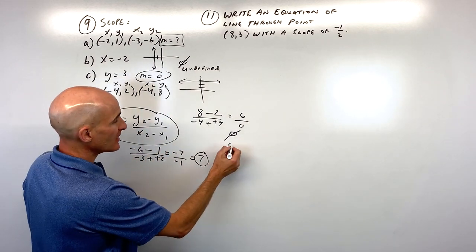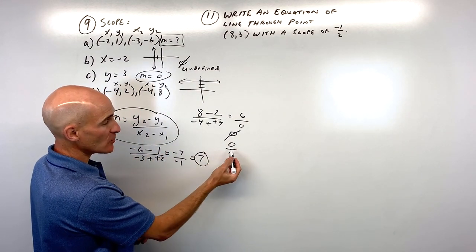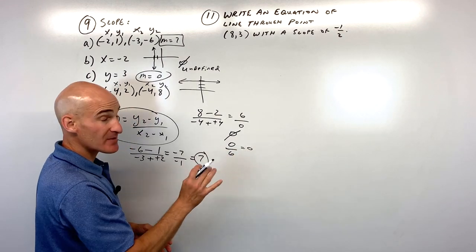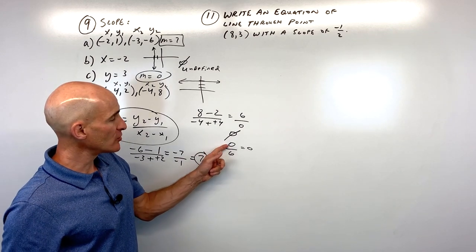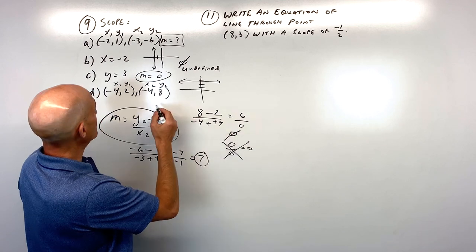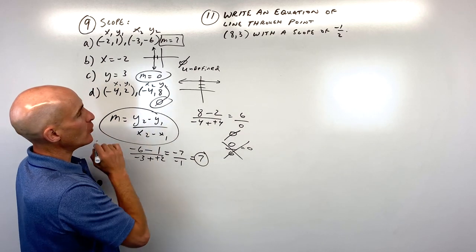Now, if you were to get something like this, 0 divided by 6, so the numerator is 0 and the denominator is not 0, this would equal 0. So sometimes students get confused by that a little bit. 0 in the numerator is 0, 0 in the denominator is undefined. So in this case, for letter D, we say undefined slope.